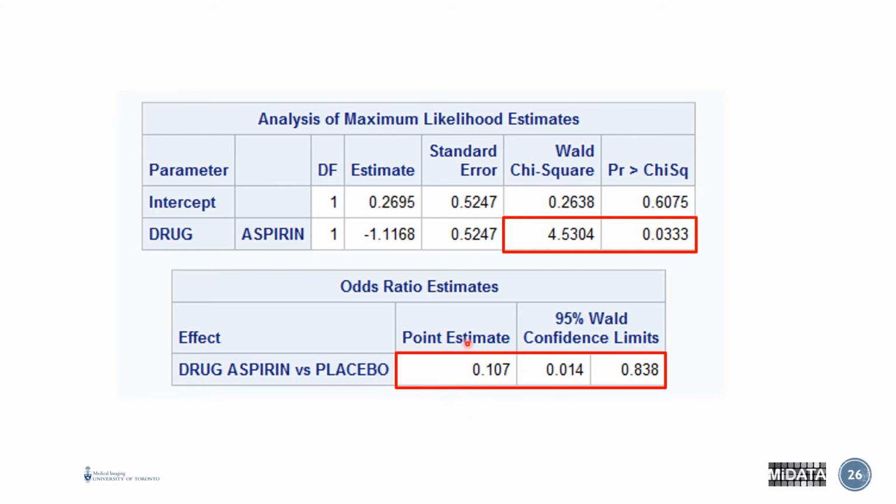And so the point estimate is 0.107 with the confidence limits of 0.014 to 0.838. And you'll remark here that it does not contain 1. Your confidence limits do not contain 1, and this means that there is a significant difference. And this is reflected up here by the p-value being less than 0.05.